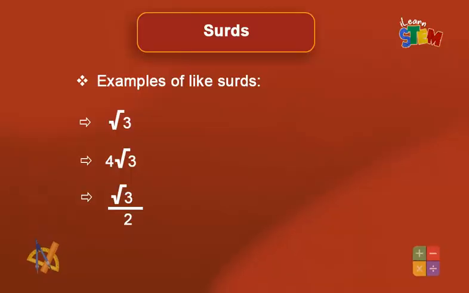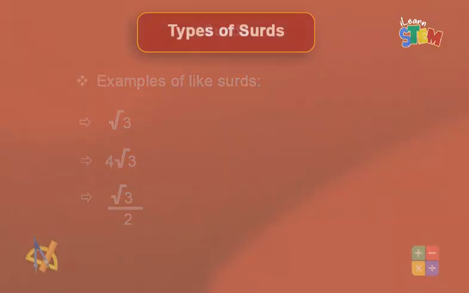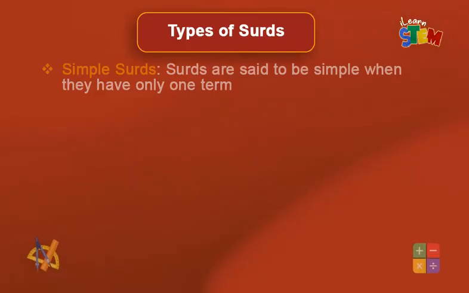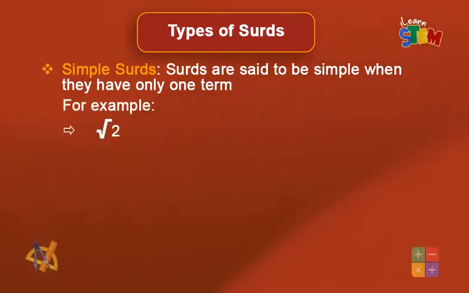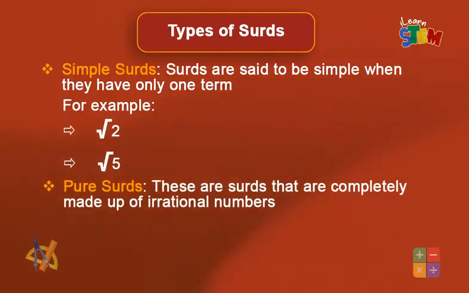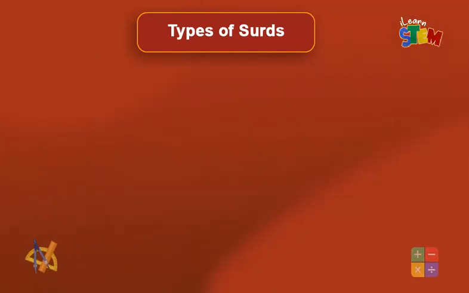Next, let us look at the types of surds. The various types of surds include simple surd. A surd is said to be simple if it has only one term. For example, √2 and √5. Pure surds. These are surds that are completely made up of irrational numbers. For example, √3, etc.